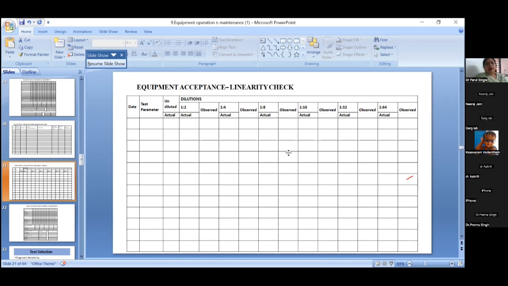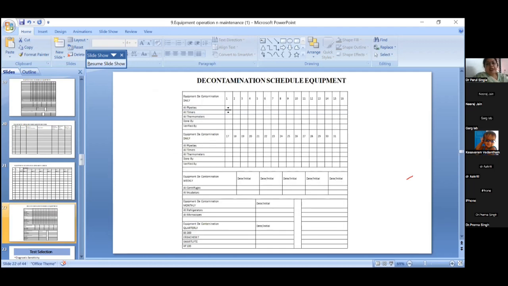Then there is a decontamination schedule of the equipment: all pipettes you will decontaminate daily, or you will be doing it once in a week. You can record timers, thermometers, who is doing it, and verifying it, that yes, it has been done properly.